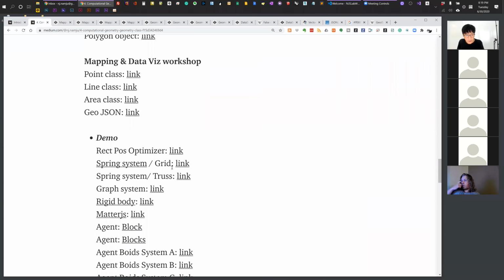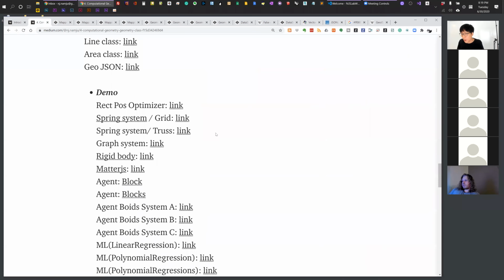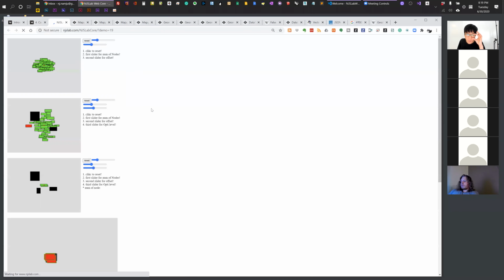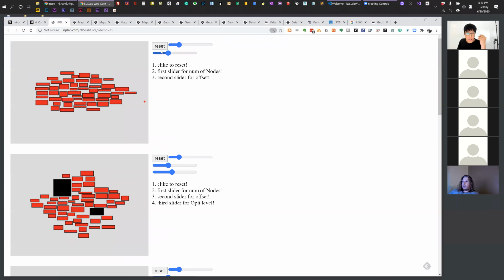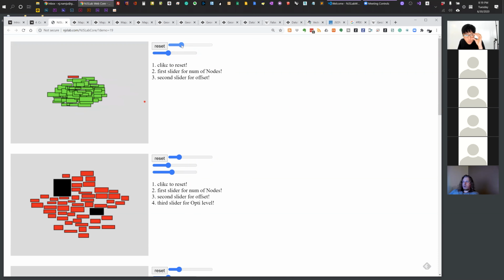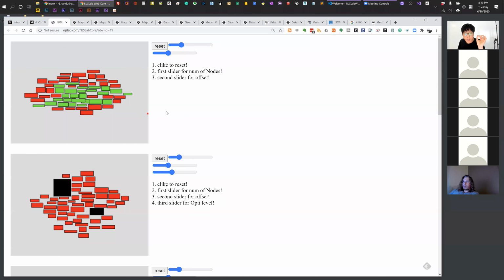So let's see the demo that I prepared for you. First of all, this is some of my personal work, or my interest. This is the problem we want to resolve: we have some rectangles, and sometimes they override each other, but we don't want them to override, so they push each other a little bit.